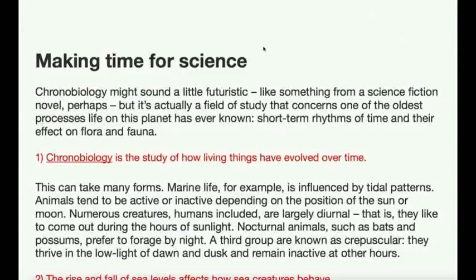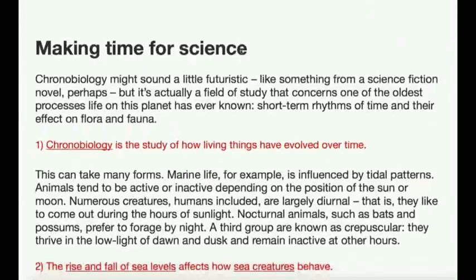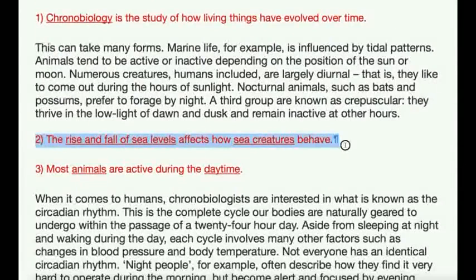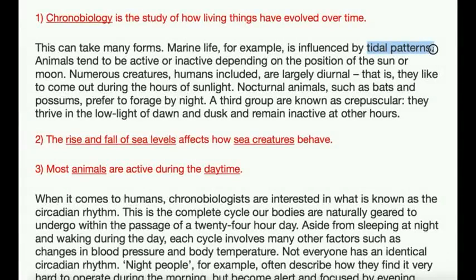Now, those are very important in order to find where the answer is in the text or just to answer some of the questions. So just to take an example, if we look at statement 2 here, we can see when we tried to find the answer, we had the rise and fall of sea levels. However, it didn't say that in the text. It said tidal patterns, which means obviously the same thing. Or in the statement we have sea creatures, but in the text it says marine life.